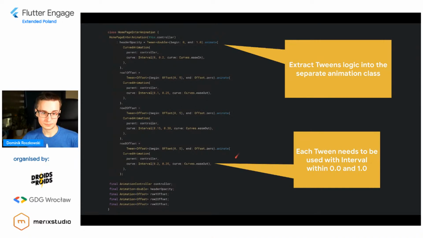So for instance, what I know is that I have some header opacity changing. I have some row offsets, row second offset and row third offset, right? So these are my properties that I need to have on my view in order to animate this. And I also need my controller to keep track of the current progress.